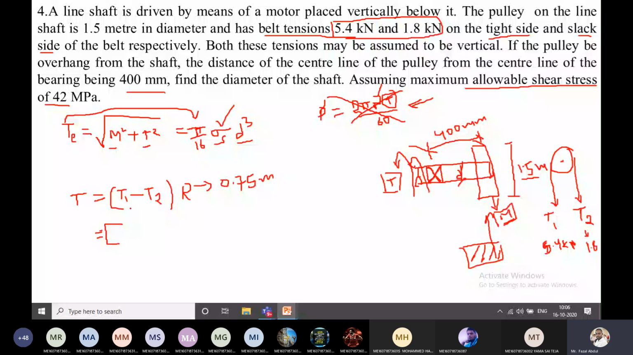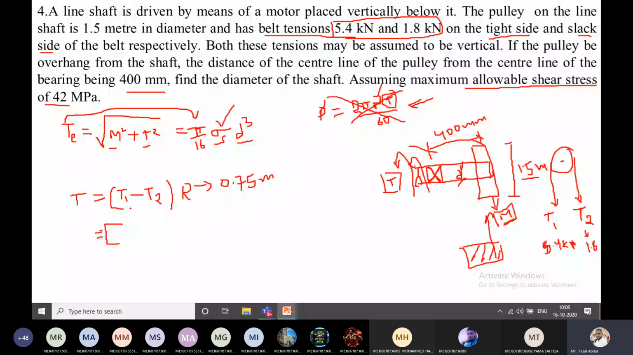Make it fast. Whenever you are coming to the DME class, don't forget to take the calculator. Without a calculator, you can't complete this subject. Calculator and formulas are very important. You must remember the formulas. You must bring the calculator when you sit in class. What is the T value? Simple thing.